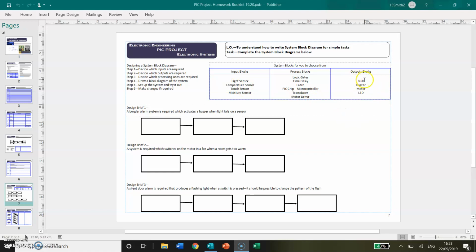Our output blocks are bulbs, so that's going to give us a light. Buzzer's going to give us sound. Motor's going to give us movement. An LED, light emitting diode, that also is going to give us light.